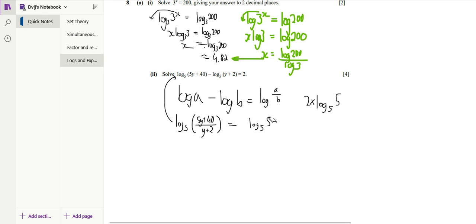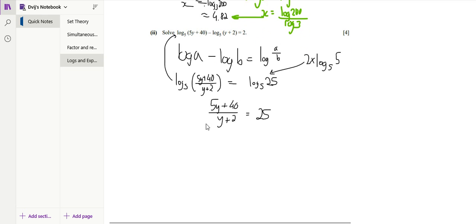And I'm just going to do that here. So this becomes log base 5 of 25. And cool, we have one individual log on both sides of the equation with the same base. So we can get rid of the logs, we can just ignore them. And we have (5y plus 40) over (y plus 2) is equal to 25. Now this is a pretty simple equation to solve. All we have to do is multiply both sides by y plus 2. So we get 25y plus 50.